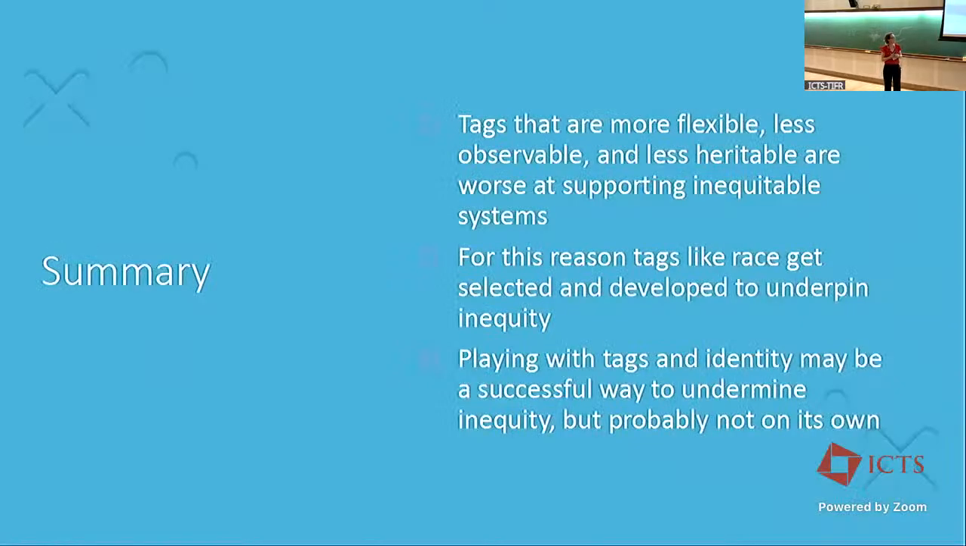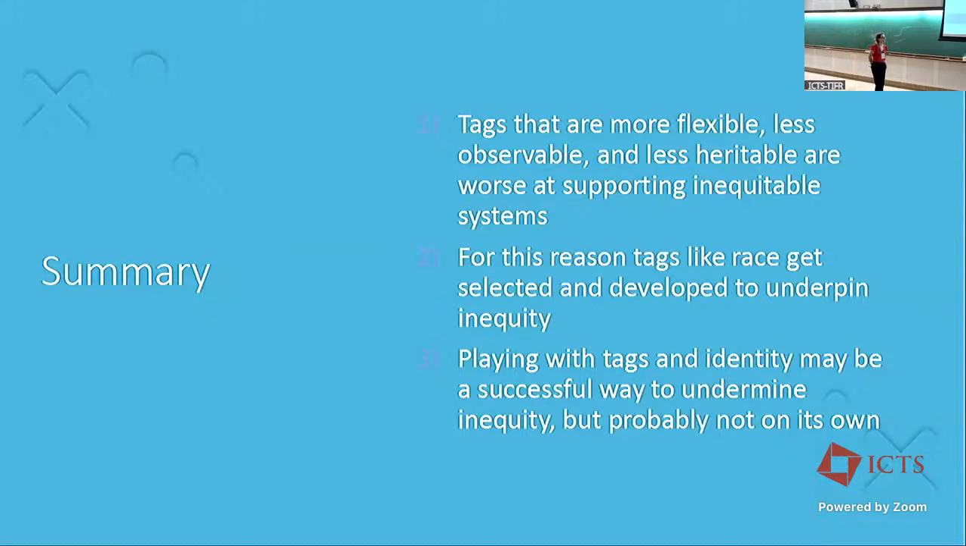All right, so I'll summarize: tags that are more flexible, less observable. Oh, sorry, I cut that part out. But we also look at heritability of tags in the models, which is the degree to which they remain identical when you pass them on to offspring. But tags with these properties are worse at supporting inequitable systems because they carry less information about group identity and expected behavior. For this reason, we see tags like race getting selected over cultural evolutionary time to underpin inequity.